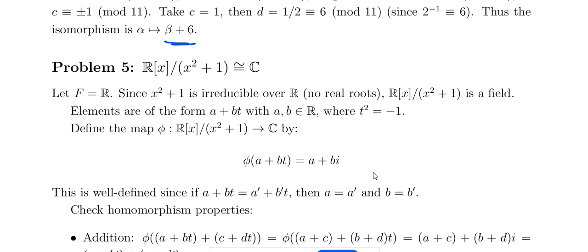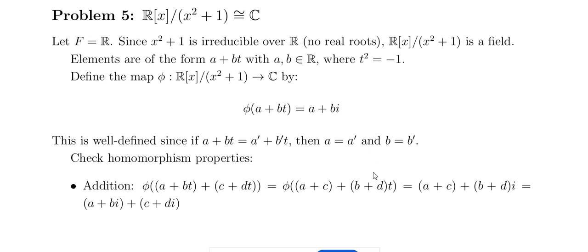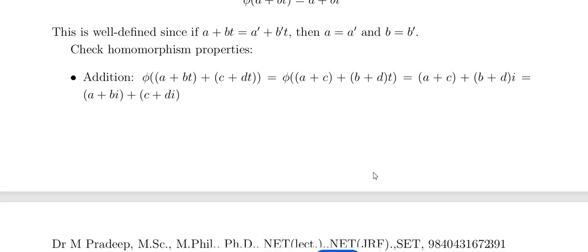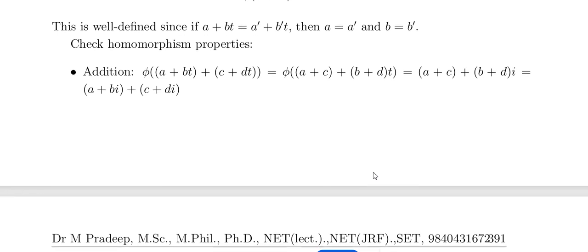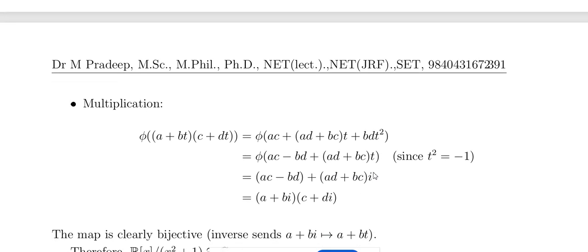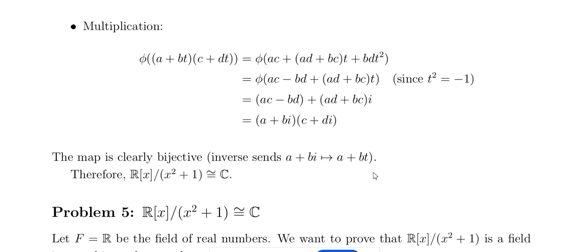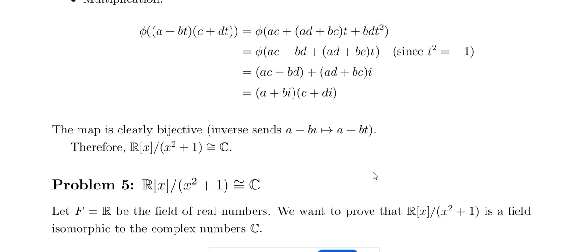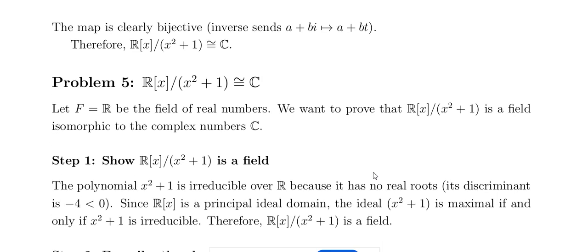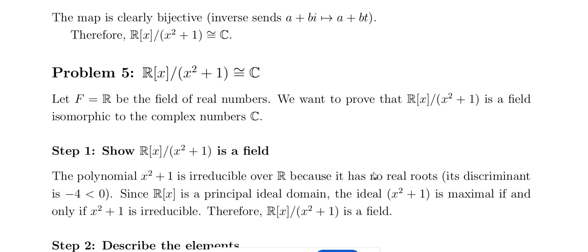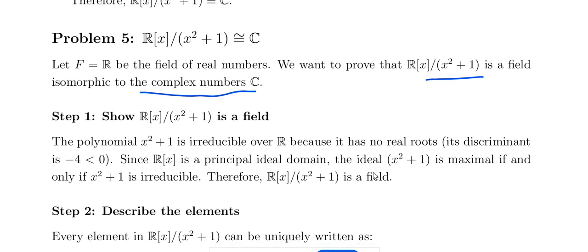Am I correct? So we can define the addition, when these two are equal, and then addition and multiplication, that is the homomorphism concept, and this is obviously bijective, so this is isomorphic to C. The same way, R of x by x square plus 1 is isomorphic to C. So the field of real numbers extended is a field isomorphic to the complex numbers C. That is a very important idea. Okay, so this is a field.